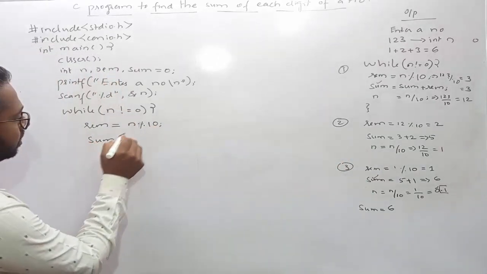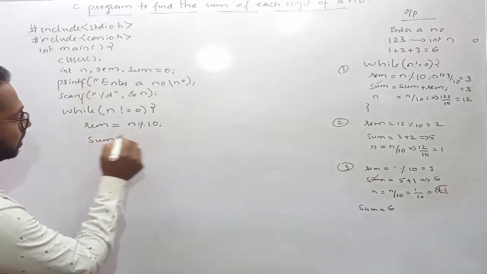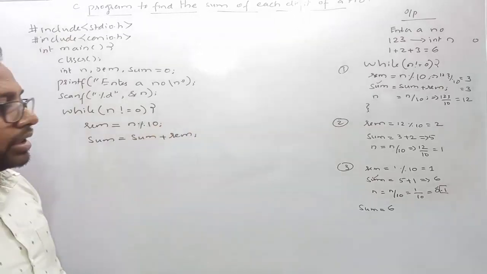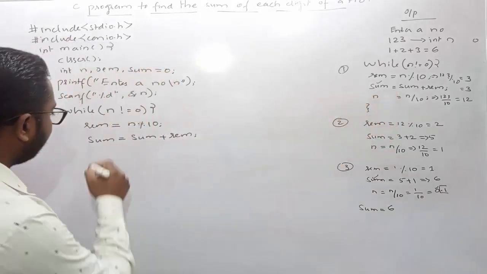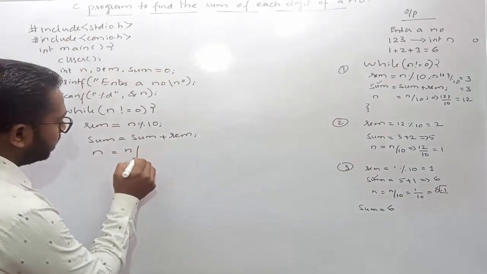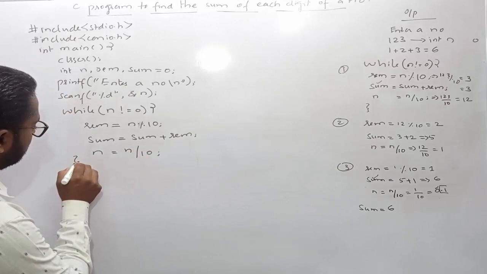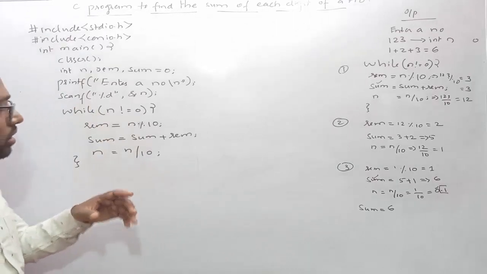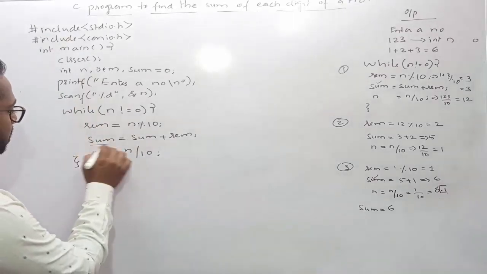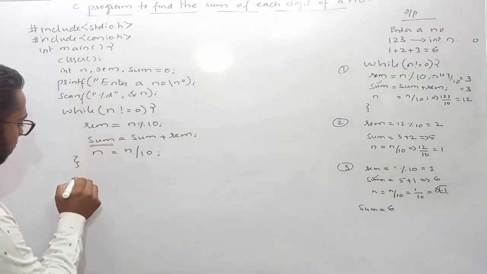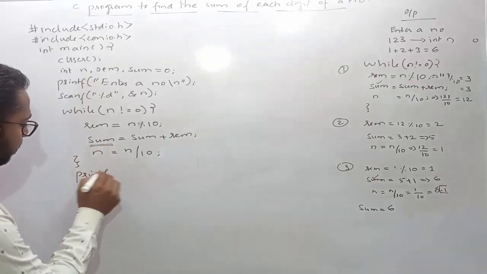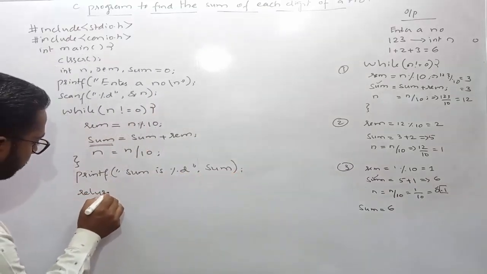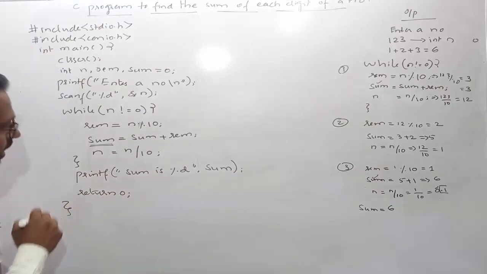Then I need to add the reminder to sum: sum plus reminder. Then the third operation is to reduce the number: n is equal to n by 10. Now after completing enough iterations using this while loop, I will have the sum stored inside the sum variable. So I just need to print it out with printf, sum, return 0, and then close the bracket.